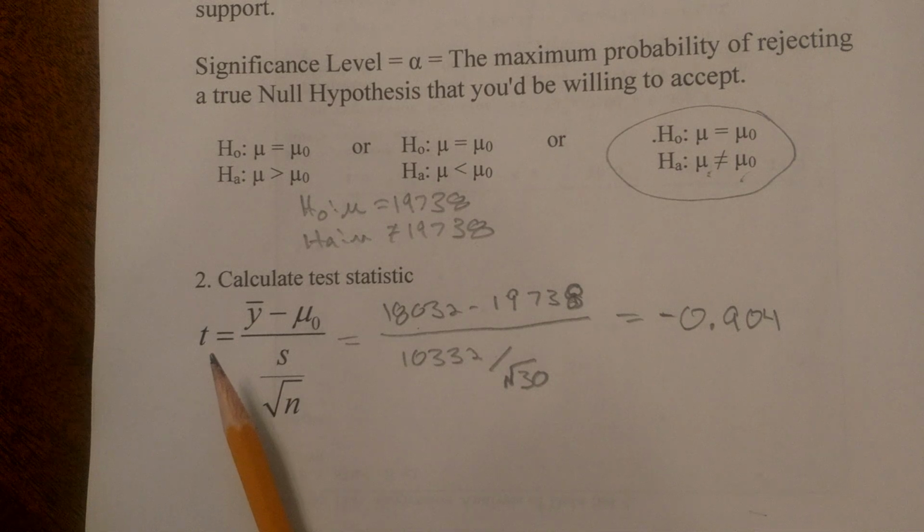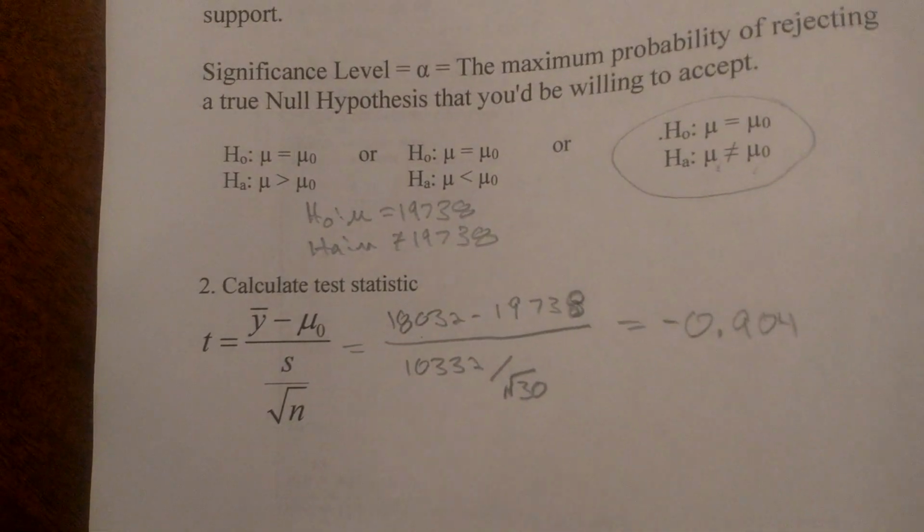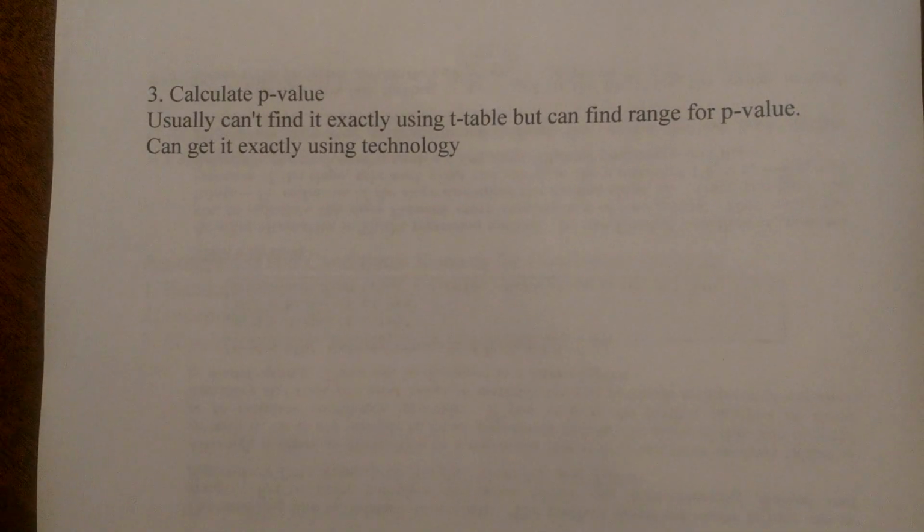Depending on your sample size, you'll have a different t distribution. As the sample size gets larger and larger, your t distribution gets closer and closer to the standard normal. In this case, with 30, it's going to kind of differ a fair amount. So unfortunately, to get the next step, we're going to have to use technology. And the next step is to get what we call the p-value.